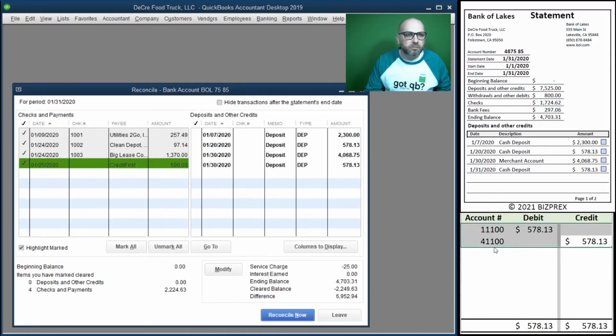I'm going to clear this for our next entry. Voila! And the beauty of QuickBooks, see, these deposits, they're right here. We can go ahead and start reconciling them, right? So we're going to click them right here.